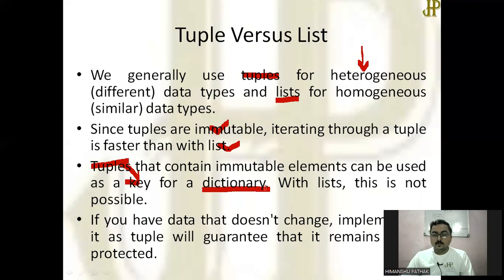Okay, clear? And another thing is that if you have data that does not change, then implement that with the help of a tuple. Okay, so it will become write protected automatically. Why? Because of the immutable property. You cannot change the value. So that is write protected. You cannot write anything once created.